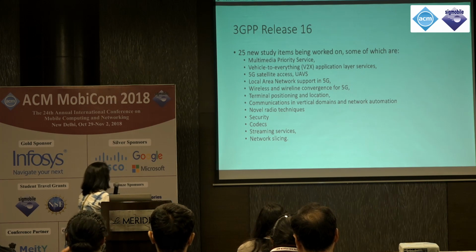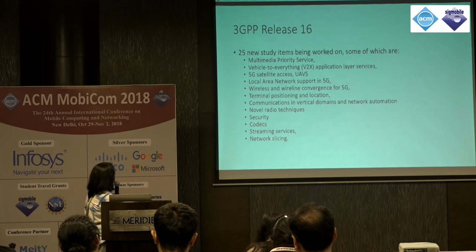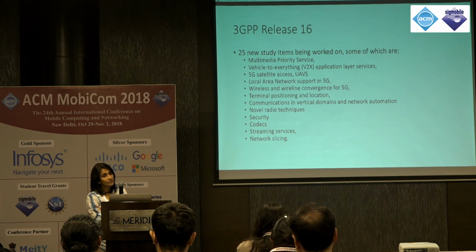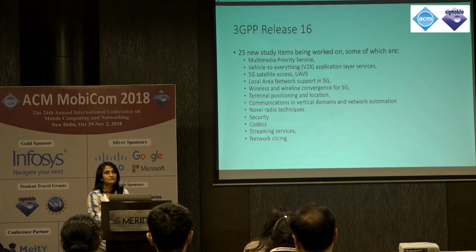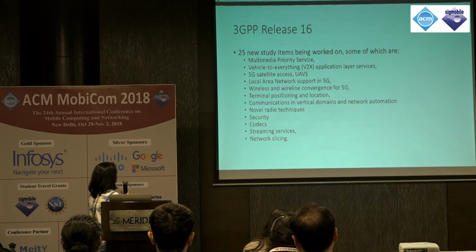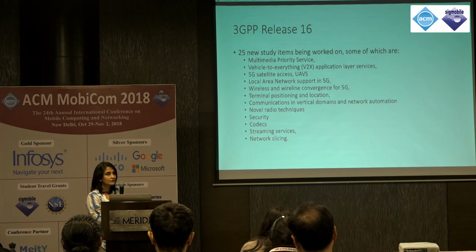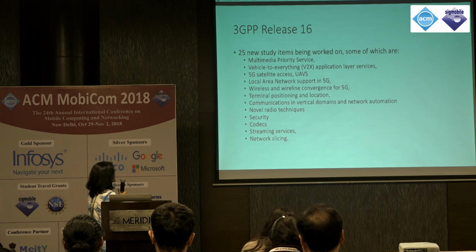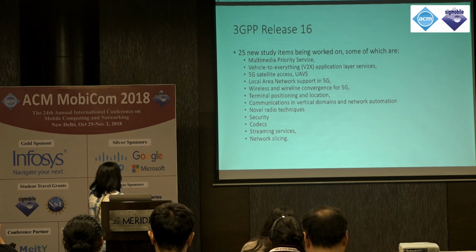So let's look at what 3GPP is doing in Release 16. There are actually 25 new study items being worked on. Now, not all of them will rise to the level of becoming part of the specification, but they're looking at everything from the higher level of multimedia priorities, vehicle to V2X. You hear a lot about cellular V2X. It's there in 5G, but I think Release 16 is going to look more at the application layer.